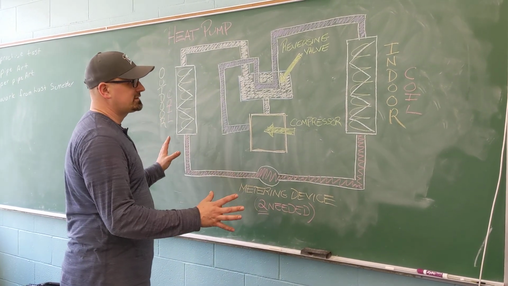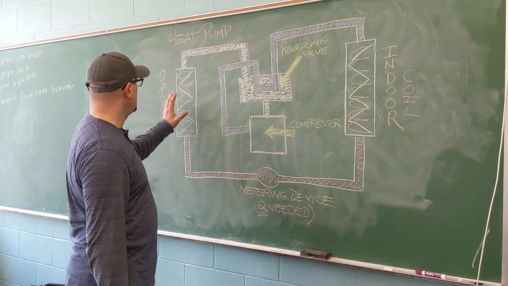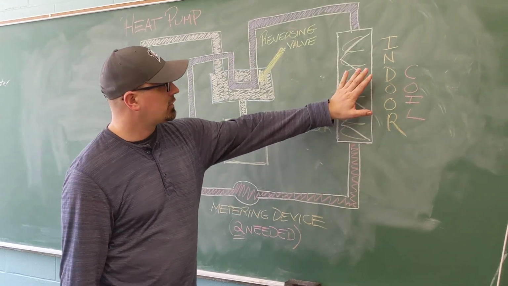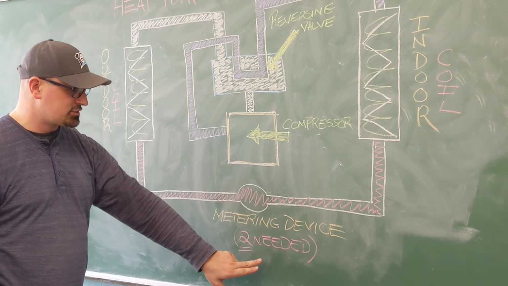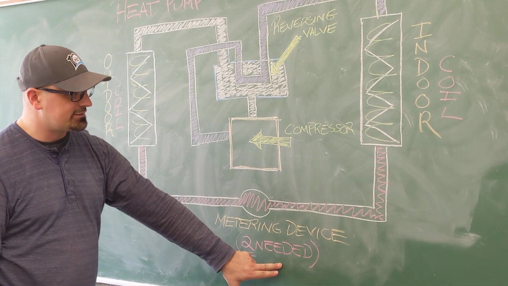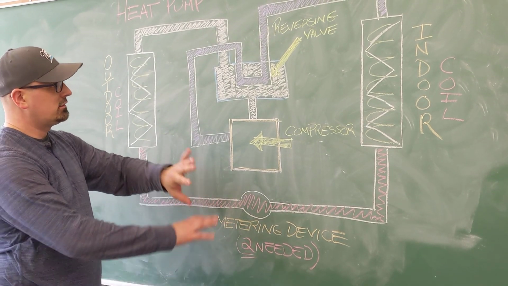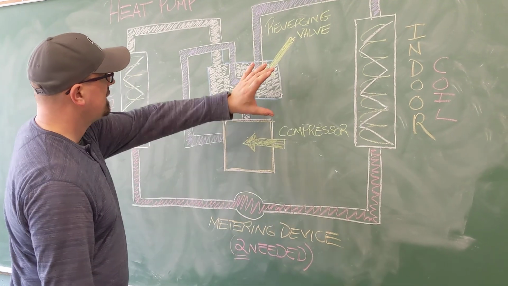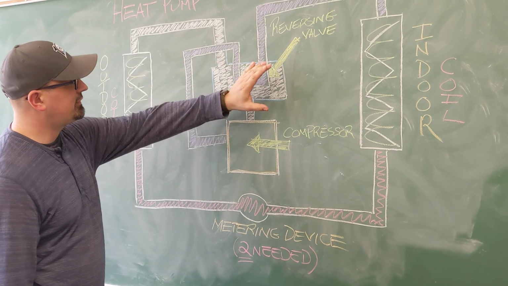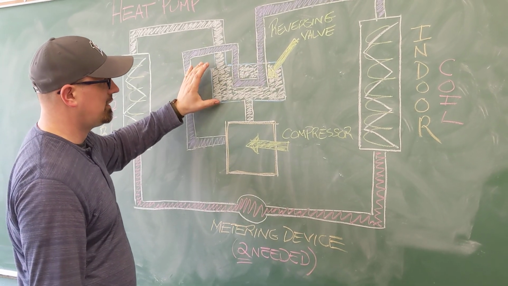We're just going to look at the basic heat pump system here. We have a coil, a compressor, metering device, and you'll actually have two metering devices in a heat pump system. But for what we're talking about today, we're just going to show the one. And the big thing that defines a heat pump is the reversing valve.